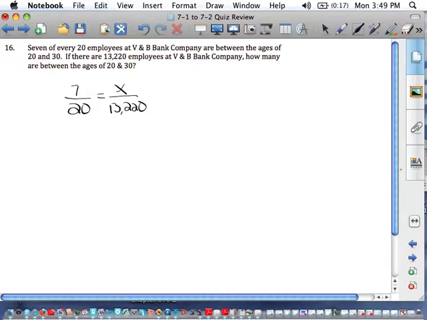Remember, this is our sample. This is our actual. Our similarity ratio from our sample is 7 to 20. We want to know how many of the 13,220 employees are between 20 and 30. So we can cross multiply and we should get that X is equal to 4,627 employees.